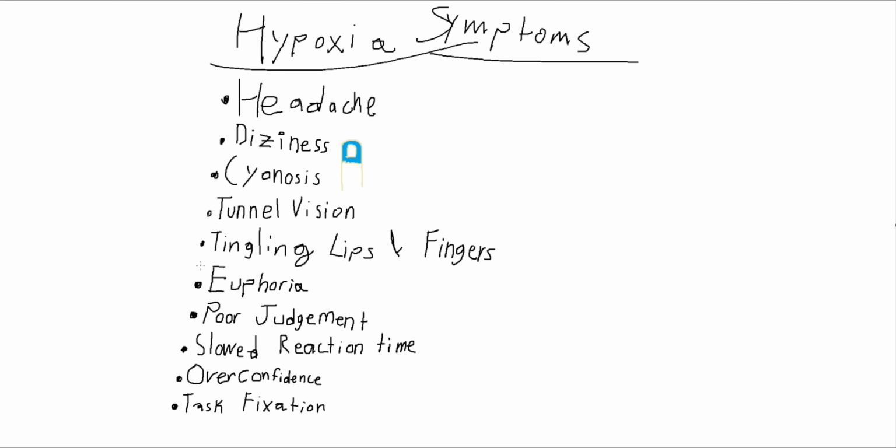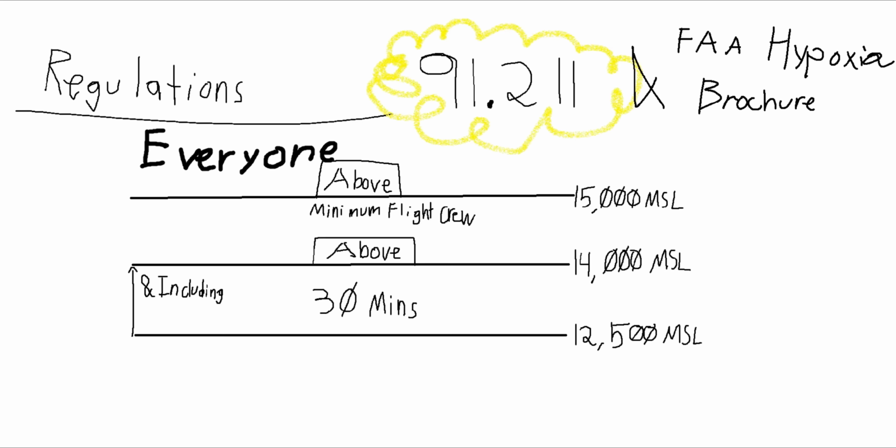Let's go over the regulations that play a role with hypoxia. So the FAA has FAR 91.211, which goes in depth on when we need to use supplemental oxygen. So below 12,500 feet MSL, we do not legally need to carry supplemental oxygen. Now, if we fly above 12,500 feet MSL for 30 minutes, we do need supplemental oxygen, and that's up to and including 14,000 feet.